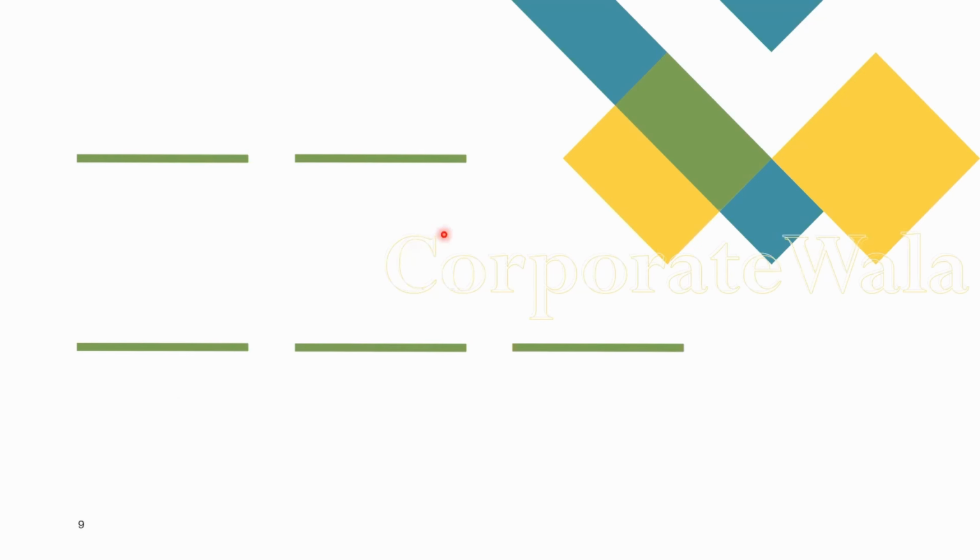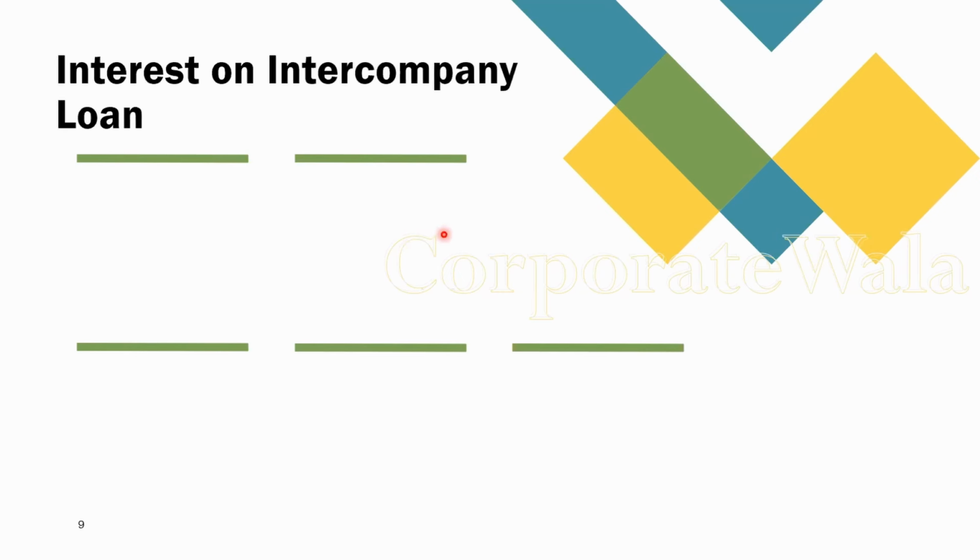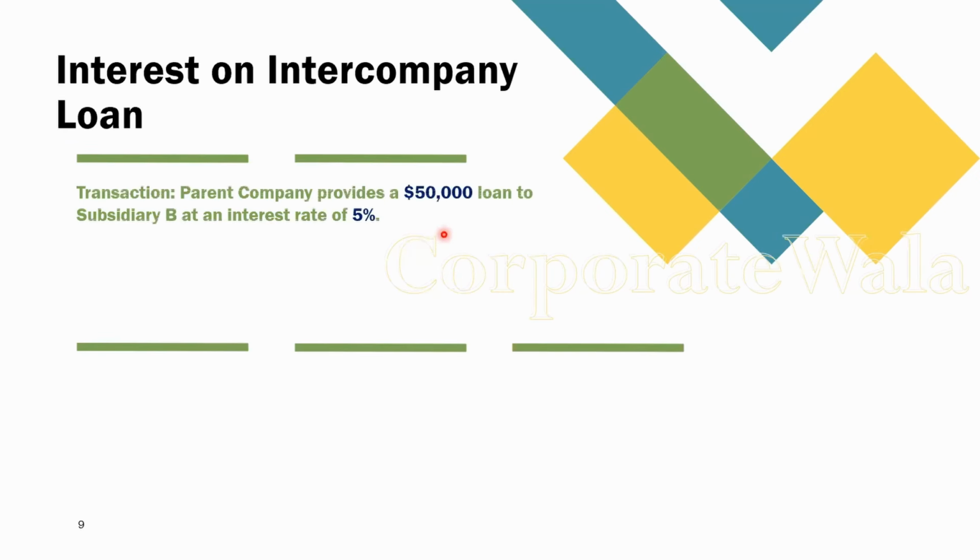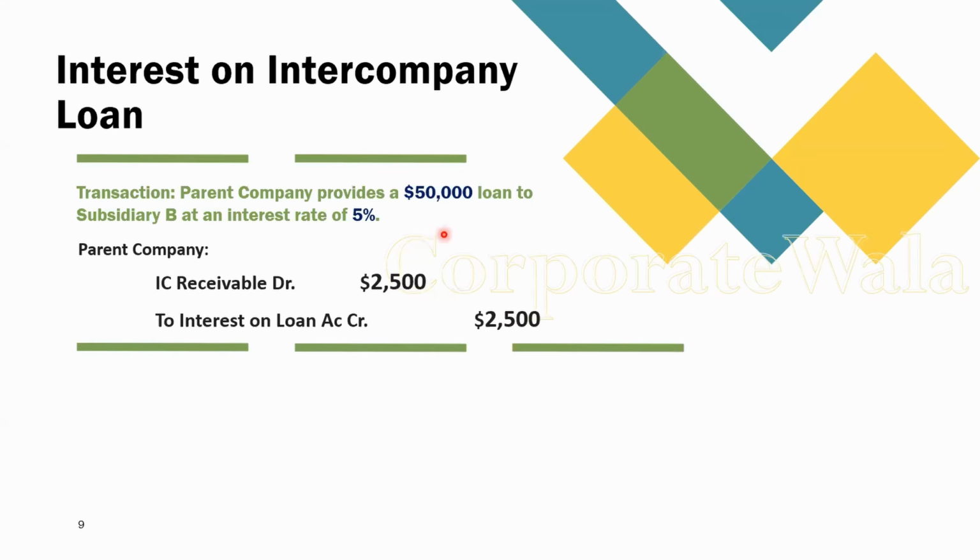Okay, great. So moving ahead, now let's talk about our final example, which is interest on intercompany loan. So taking the same example again, if we need to pass the interest on this loan, what will be our journal entry in the parent company? So they will debit the intercompany receivable again with 2500, and they need to also record the interest on loan income. So the final entry would be intercompany receivable debit to interest on loan account.